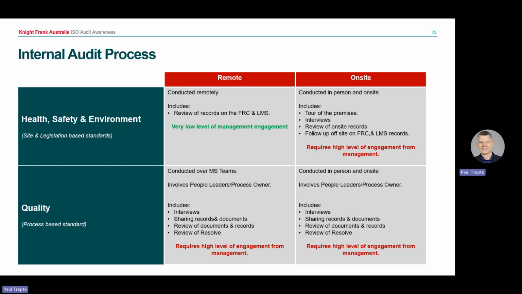In this section, we will talk about Knight Frank's internal audit process, which applies regardless of whether we are speaking about ISO 9001 for quality, ISO 14001 for environmental, or ISO 45001 for occupational health and safety audits. They all follow the same process. So in terms of audit process, health, safety and environmental audits are site and legislation-based standards. We do two different methods for these audits.